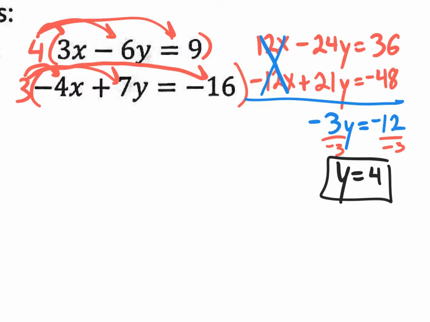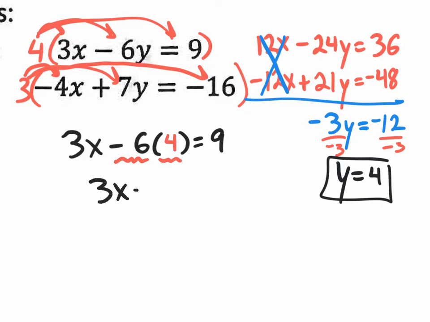These numbers look a little bigger than these, so I'm going to go with the smaller numbers here, the 3x minus 6y equals 9. Let me copy that over. As you could see, I wrote 3x minus 6y, but with parentheses, equals 9. All I'm going to do now is take this 4 and plug it right in there. And from here, I'm just going to solve. So I'm going to do negative 6 times 4, that's negative 24. I'm going to write it as minus 24. So 3x minus 24 equals 9.